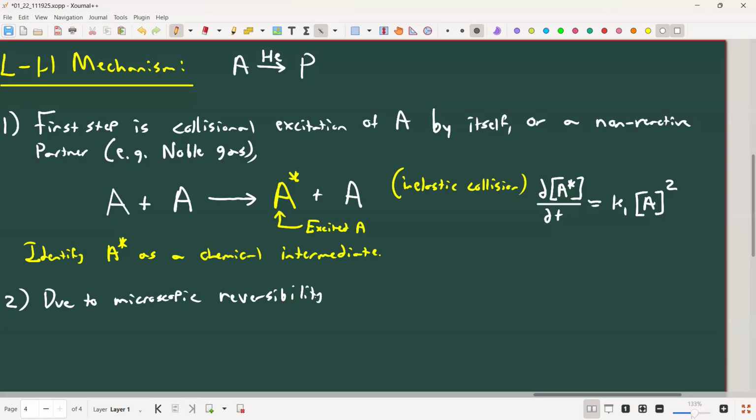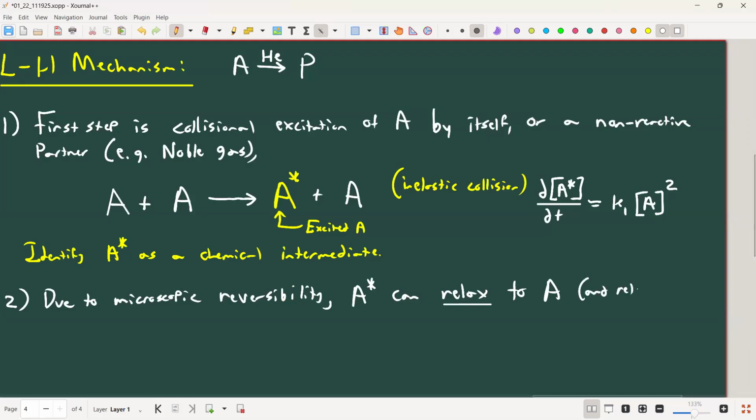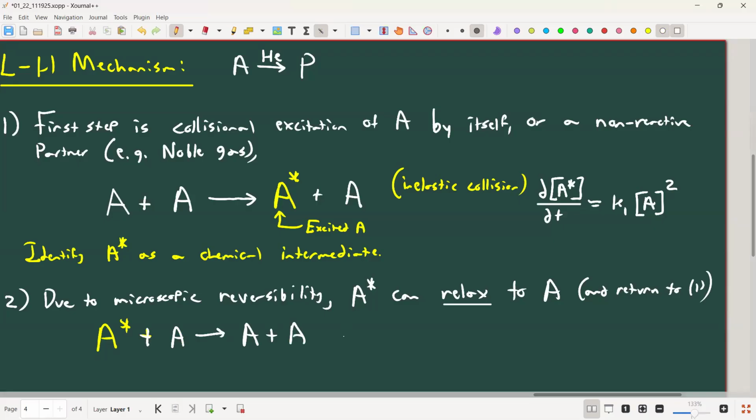Any action in physics can be undone with the same action done backwards in time. So A star can relax to A and return to step 1. So that would look something like A star plus A goes to A plus A. Just flip the reaction around, and we can write the same thing here. Let's think about the rate of A star. A star is our intermediate. Let's focus in on it.